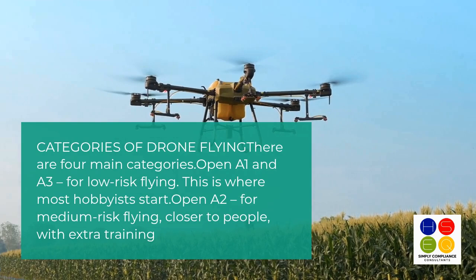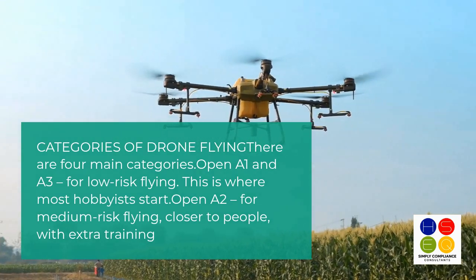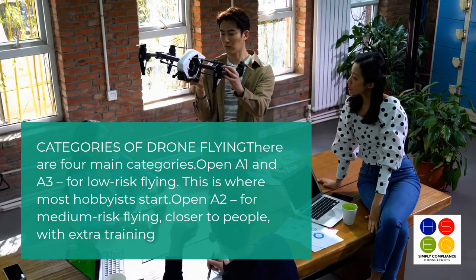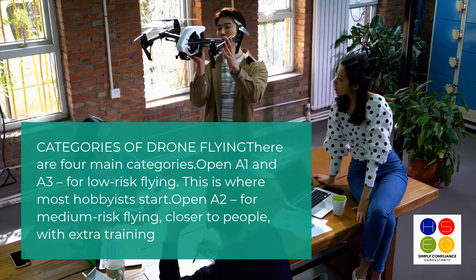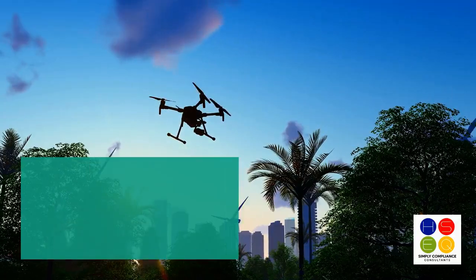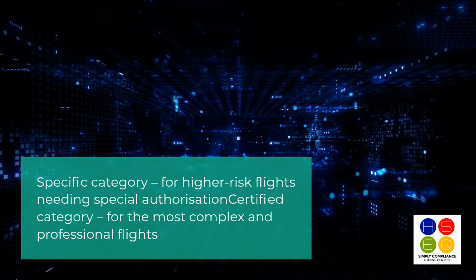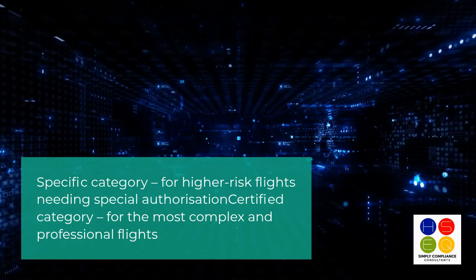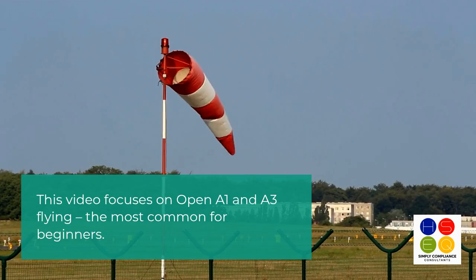Categories of drone flying. There are 4 main categories: Open A1 and A3, for low-risk flying. This is where most hobbyists start. Open A2, for medium-risk flying, closer to people, with extra training. Specific category, for higher-risk flights needing special authorization. Certified category, for the most complex and professional flights. This video focuses on Open A1 and A3 flying, the most common for beginners.